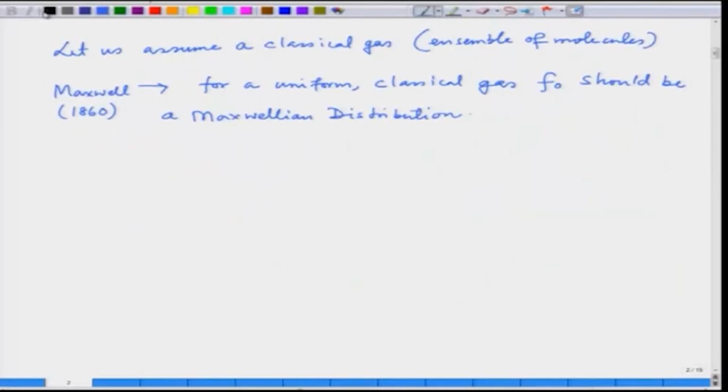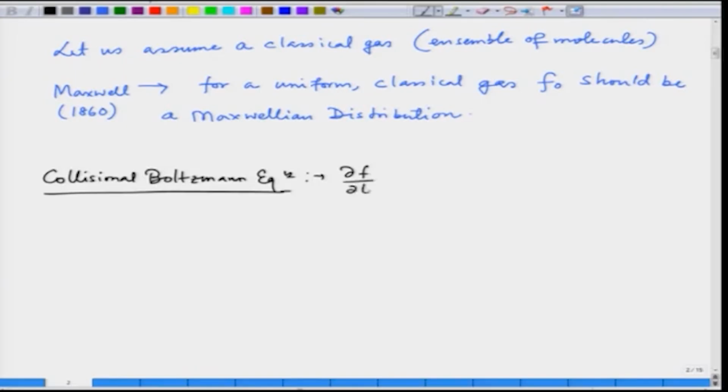So, the collisional Boltzmann equation will give us del F del T plus u dot gradient of F plus A. I just write the acceleration, which is F by m, dot the velocity space gradient acting over F, is equal to the collision integral.